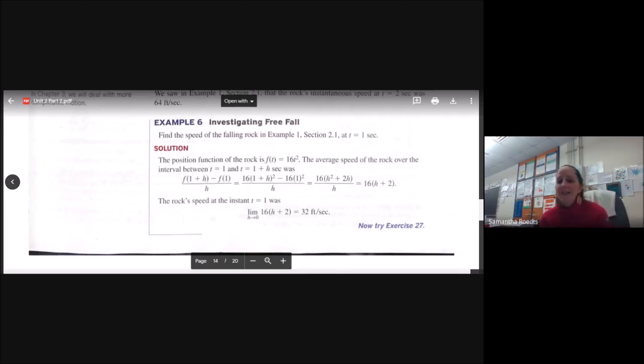So the rock's speed at the instant t equals 1 is the limit as h approaches 0 of 16 times h plus 2. When I do that, 16 times 2 is 32, because h equals 0, so 16 times 2 gives me the 32.